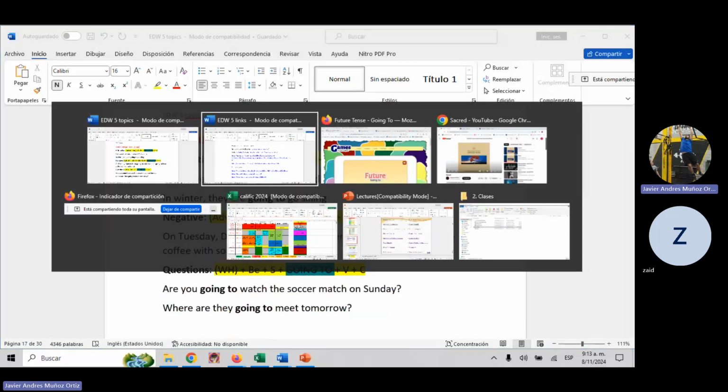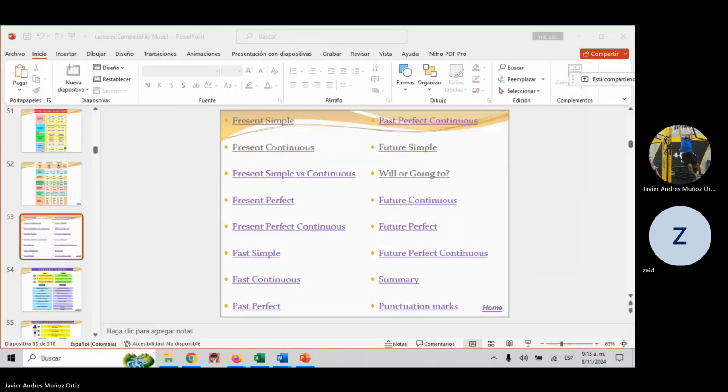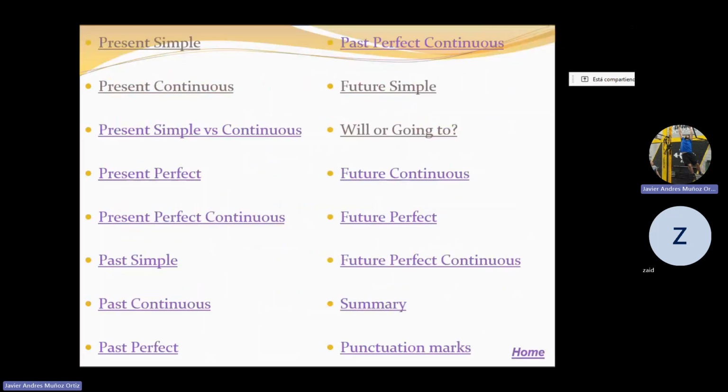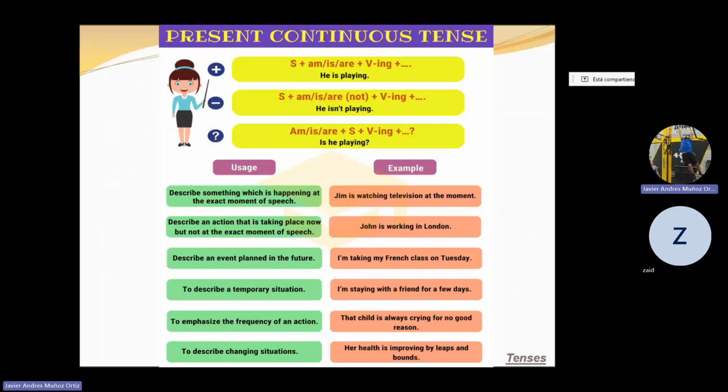For going to, the future with going to is going to take into account the present continuous tense. And let's remember that present continuous tense is very similar to Spanish. For example, in Spanish we say, nosotros estamos trabajando. We are working. Mariana no está viendo televisión. Mariana is not watching television. ¿Está usted jugando fútbol? Are you playing football, soccer, for example? So it's pretty similar to Spanish in terms of organization.